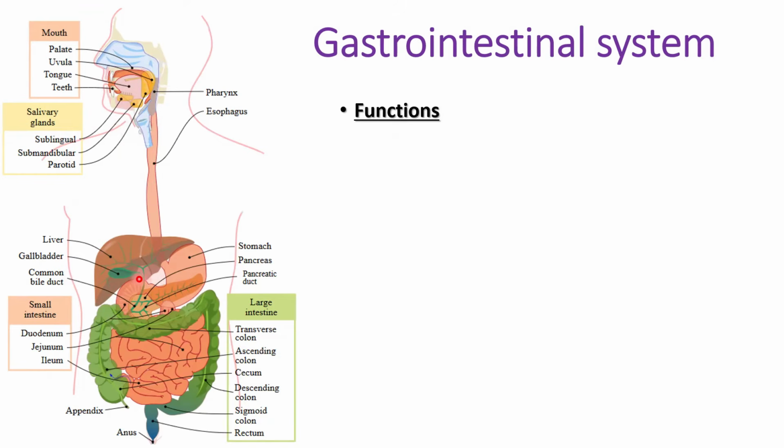So glands that are related to the GIT are the salivary glands, the three of them: sublingual, submandibular, and the parotid glands. Other glands, the liver, gallbladder, and the pancreas, will also be related to the gastrointestinal system. So for the functions, we talk about ingestion in the mouth, and mechanical digestion.